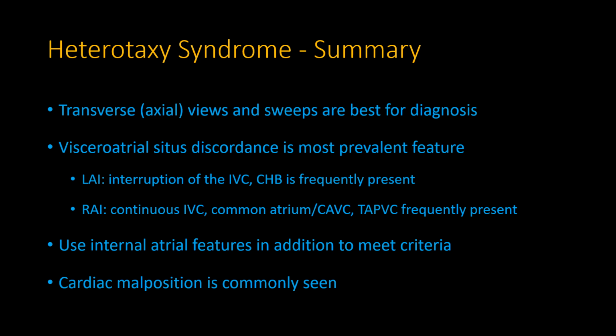Make sure you use internal atrial features as well. We talked about for the cavo-atrial junction and the right atrial isomerism cases, you will see a terminal crest at the junction of the SVC to the atrium, and in left atrial isomerism, either you'll have a caval entrance to a dilated coronary sinus or a smooth transition from the SVC to the atrium. And remember that cardiac malposition is commonly seen in heterotaxy syndrome.